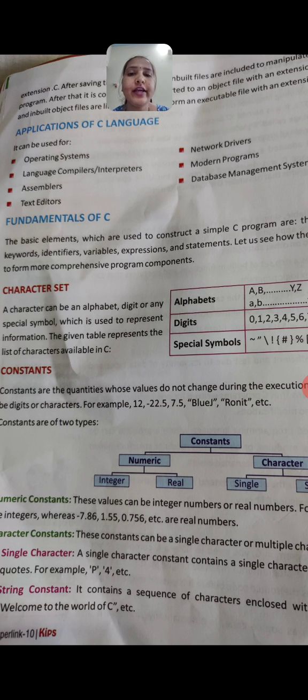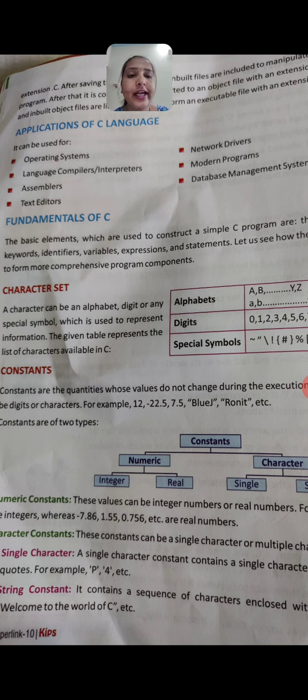Okay, next we can move to the next topic, the fundamentals of C. How to write a C program? What requirements are necessary for writing C programs? We can see that one by one. First one will be the character set. As given in 3 tables, that is alphabets, digits and special symbols. We use alphabets, digits and special symbols to write a C program.